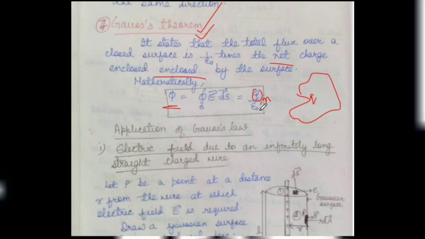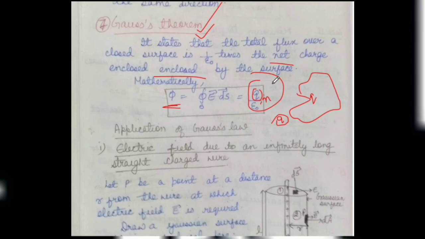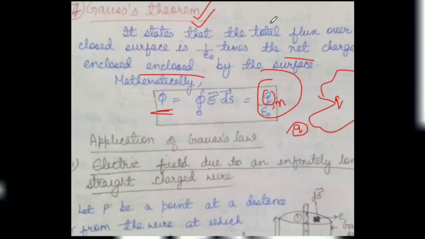It means phi equals the closed surface integral of E dot ds equals q by epsilon naught. This is Gauss theorem, and using this theorem we can easily calculate electric field. But this theorem is only applicable if the surface is closed, right? This total flux does not depend upon the shape and size of the surface. Just the surface is closed, either a small closed surface or a big closed surface. If total charge is q, it means total flux is q by epsilon naught. So it depends upon the surface being closed and how much charge is enclosed by that surface, right?